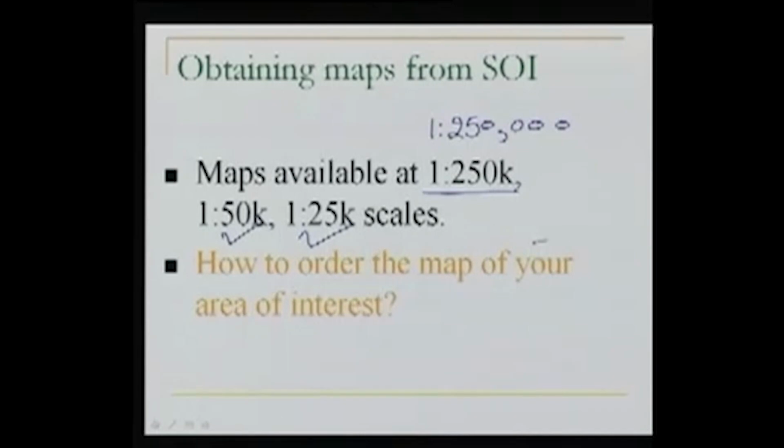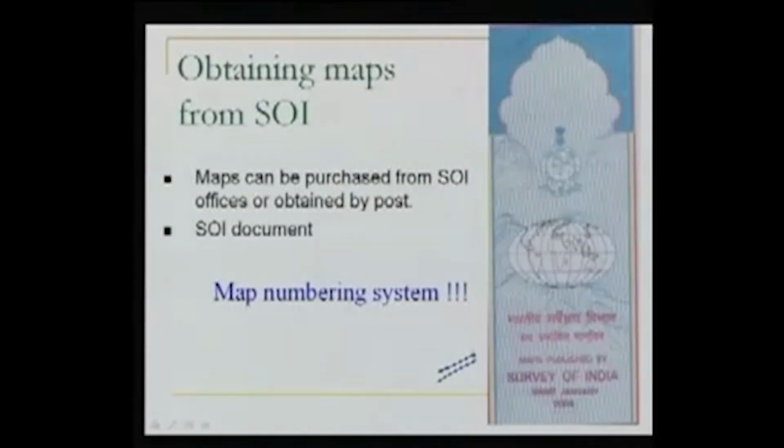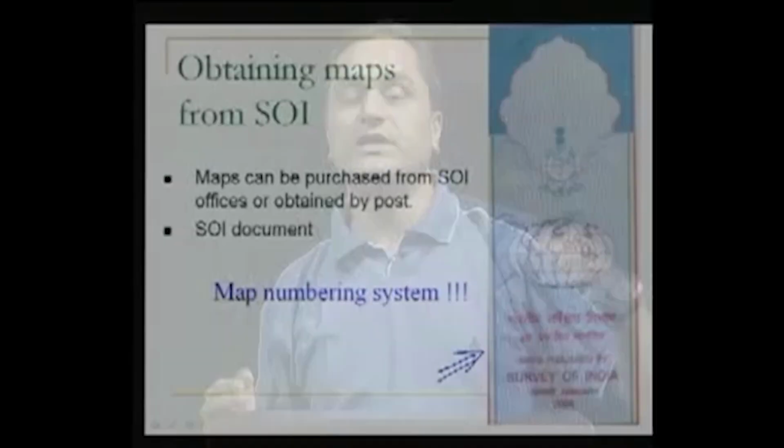So the main question is how to order these maps for our area of interest. Well, there is a document. As we can see here, if you write to SWAYAM India, they will post you one document, a leaflet. This is the front page of that document. And once we open this document, it has various details.